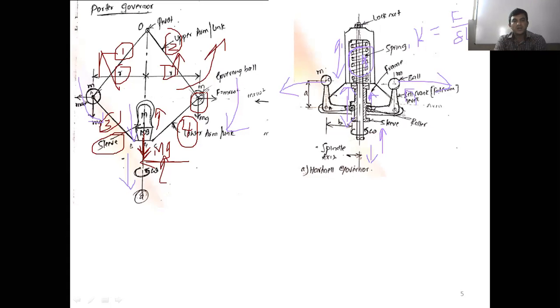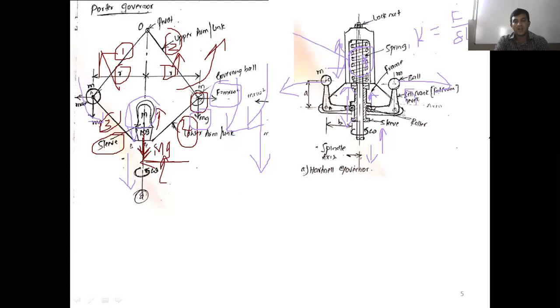So here in the Porter governor, due to the weight of the governor balls and the weight of the sleeve, you can control this. When it rotates at high speed, due to centrifugal force, the governor balls move radially outward. Then how do you come back to the original position? Due to the weight of the governor ball and the weight of the sleeve, that moves downward and produces a force that moves the governor balls radially inward to come to the original position. Here we use a spring instead of gravity control. Here we use a spring.